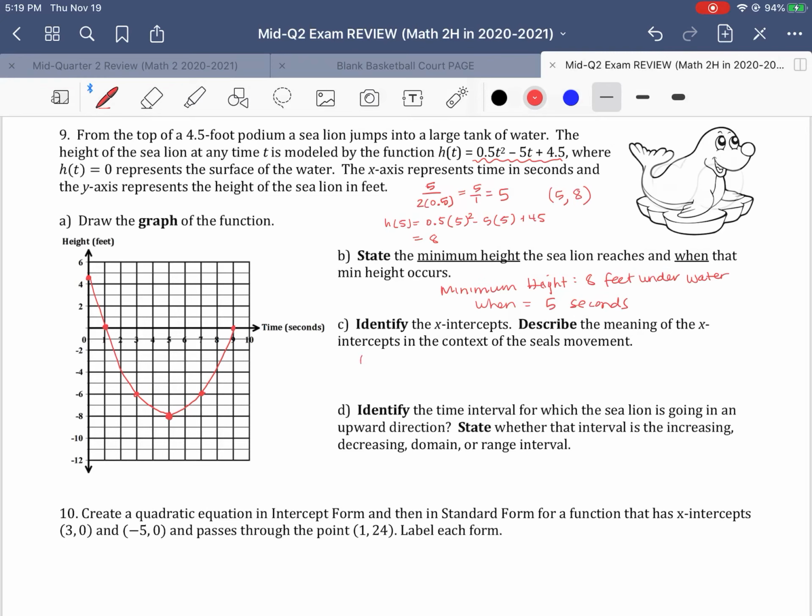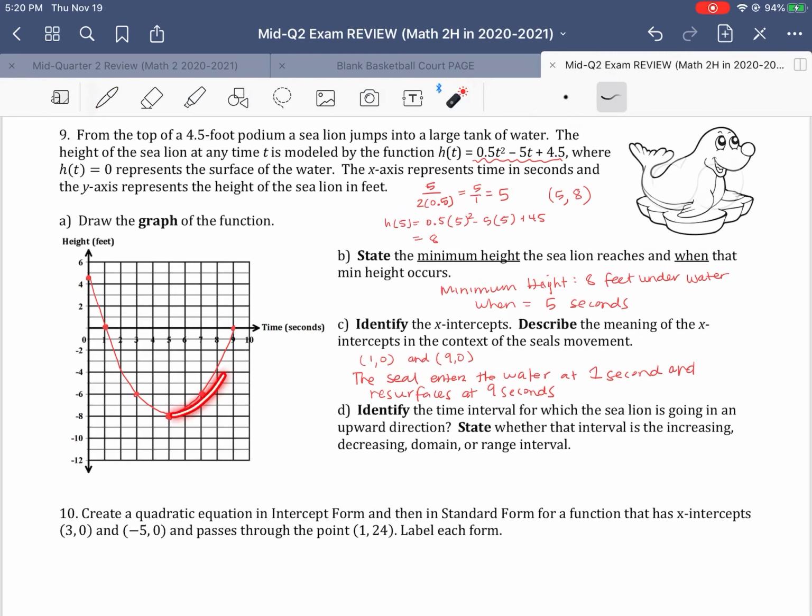Identify the x-intercepts. So if you look at our graph, our x-intercepts, right, are 1, 0, and 9, 0. And it asks us to describe the meaning. So if you're describing the meaning here, we're just understanding that the seal is going to enter the water after 1 second, and he's going to resurface at 9 seconds. So you would just state something along those lines. Enters the water at 1 second and resurfaces at 9 seconds.